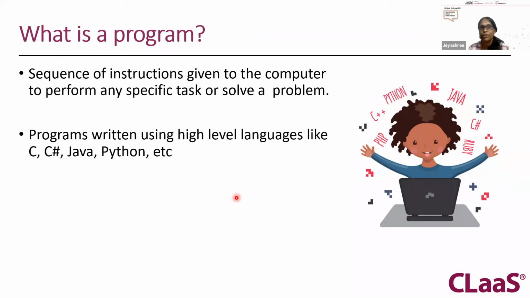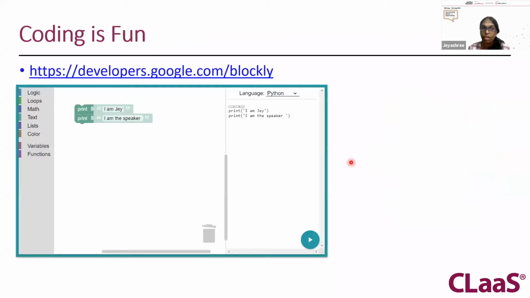That is called a program. And how are we going to give instructions? Using high-level languages like C, C++, Java, Python, and other languages, PHP, etc. So if we want to write some programs, we need to know any one of these programming languages. If we know any one of these programming languages, coding is going to be fun.